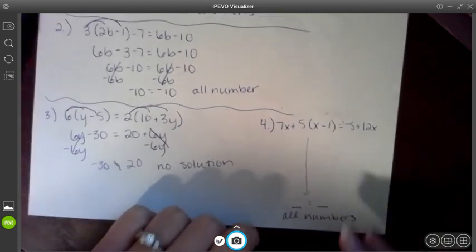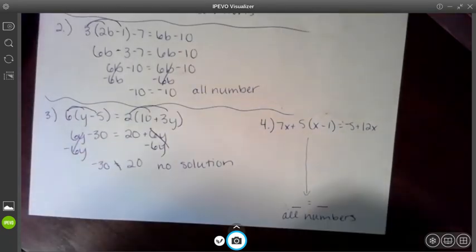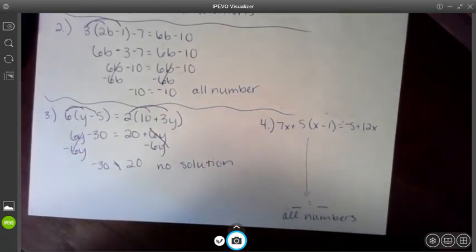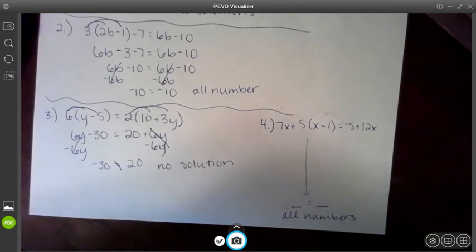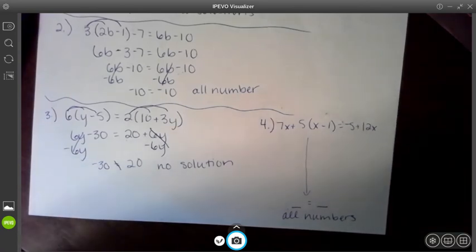It's all numbers. So for your homework, finish 2.4, all right? You can submit it online or just bring it with you when you have class next.